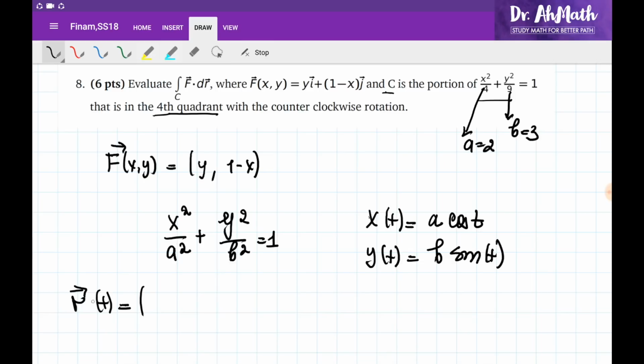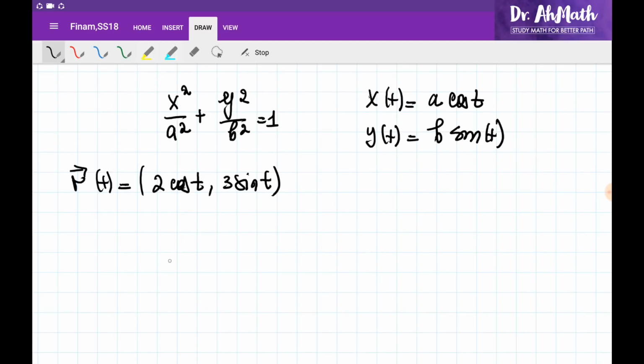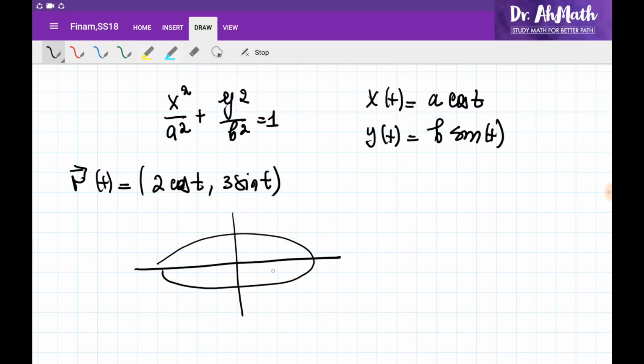So that is why the vector function of the ellipse can be written as r(t) equal to 3 cosine of t and 3 sine of t. This is going to be an ellipse on the fourth quadrant, in the counterclockwise direction. It means that we are moving in this direction. This angle is minus pi over 2, and this angle here is going to be 0. So t is going to change from minus pi over 2 until 0.